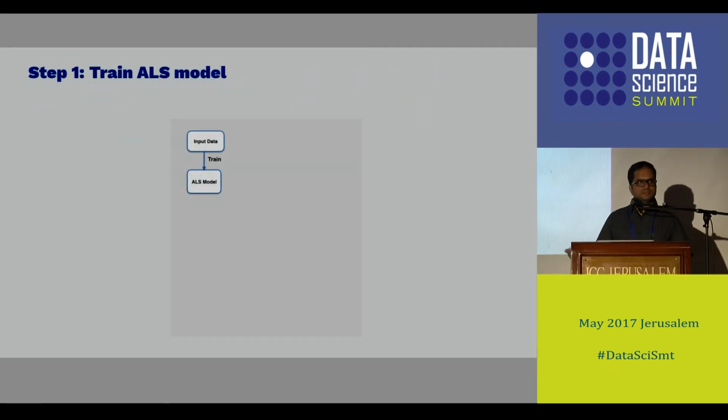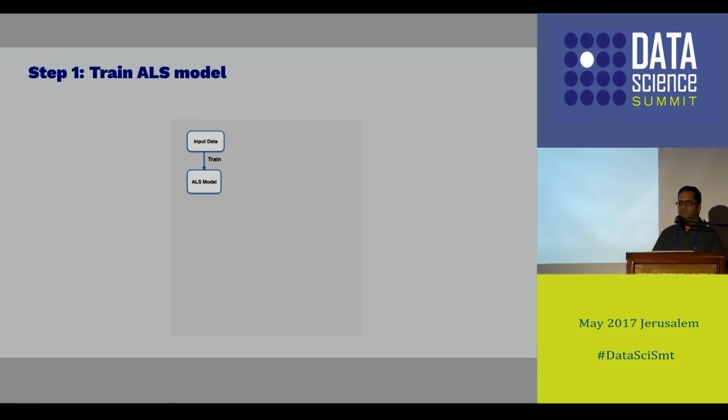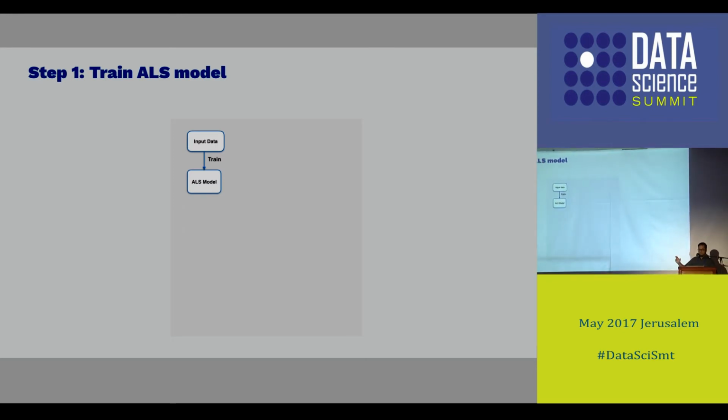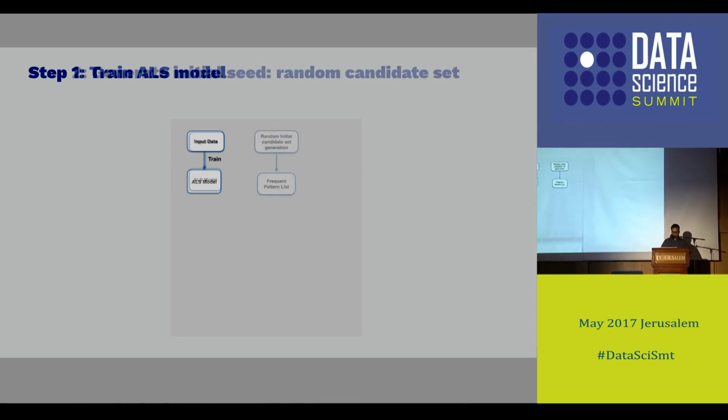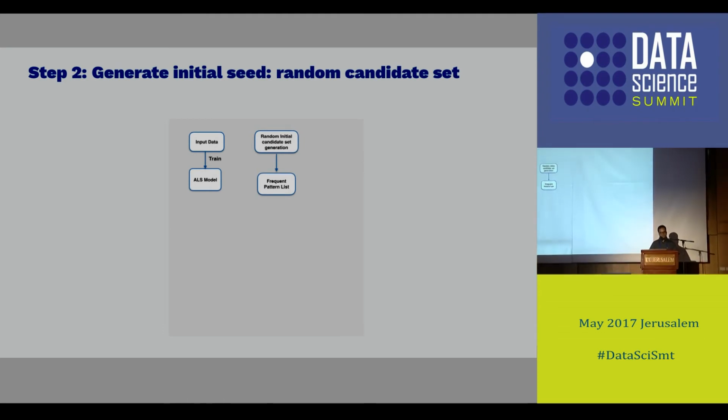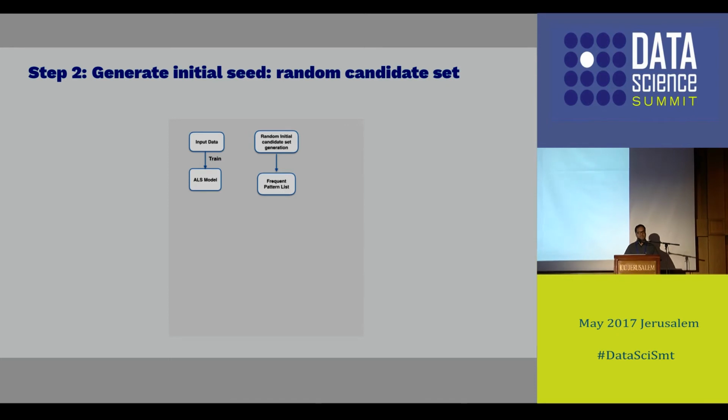So this is the process that we took to generate frequent patterns using ALS. The first step was to take the input data, which was really wide, and run the ALS model on Spark. It was extremely fast. It has enough knobs to tell how much accuracy you want to gain, but it was really fast. In a separate process, we started generating a random seed of candidate sets.